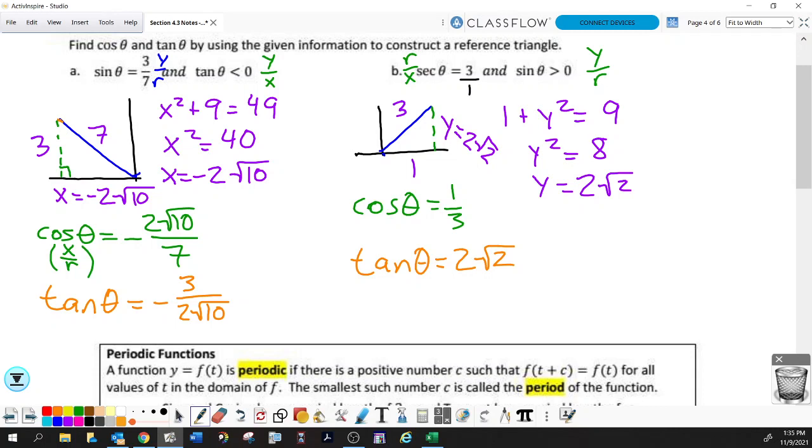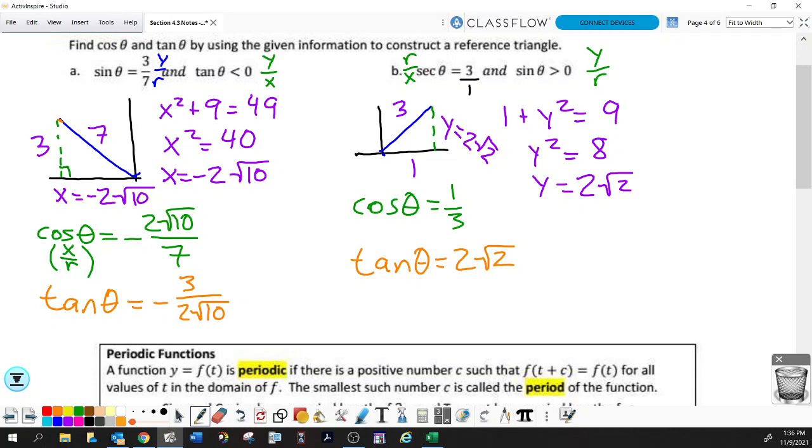Okay. Yeah, because only positive numbers are greater than 0. So I won't say sine is positive or cosine is negative. I'll say sine is greater than 0, cosine is less than 0, things like that. Okay?